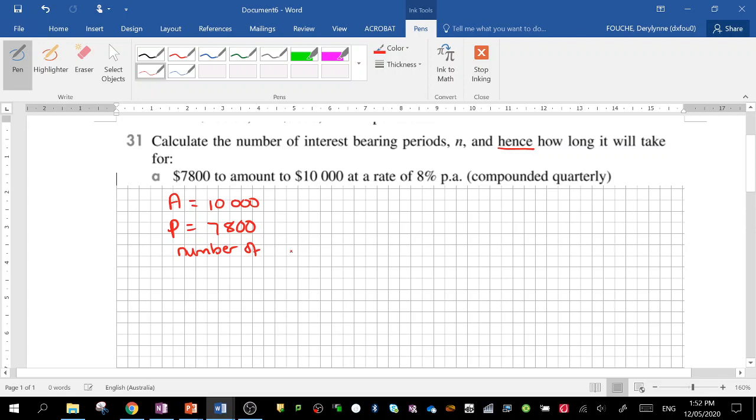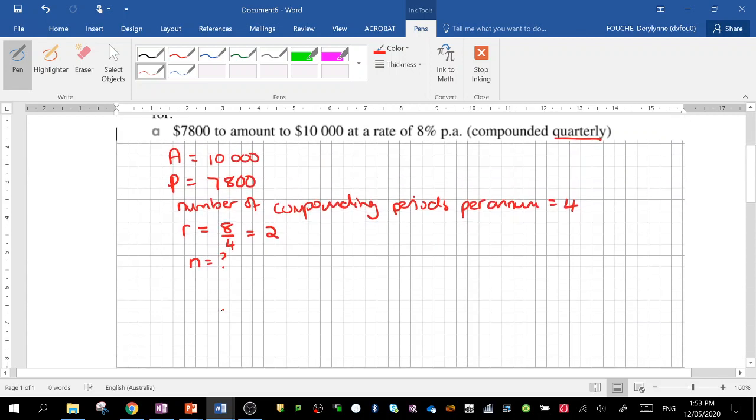Our number of compounding periods per annum, and it says compounded quarterly. That means every 3 months there are 4 compounding periods per annum. So that means R will be 8 over 4, which is 2, and I'm looking for n. All right, let's put that in.